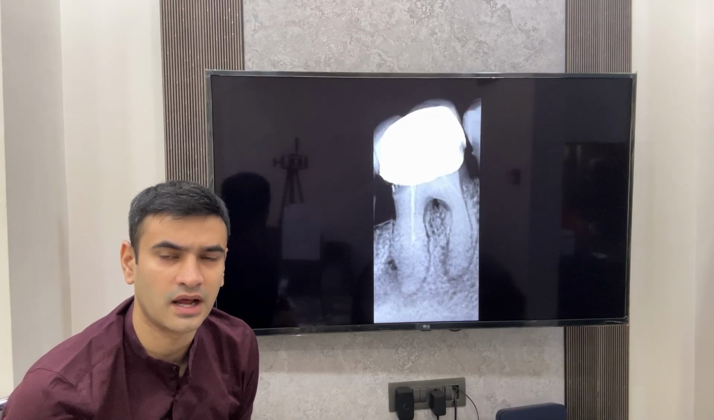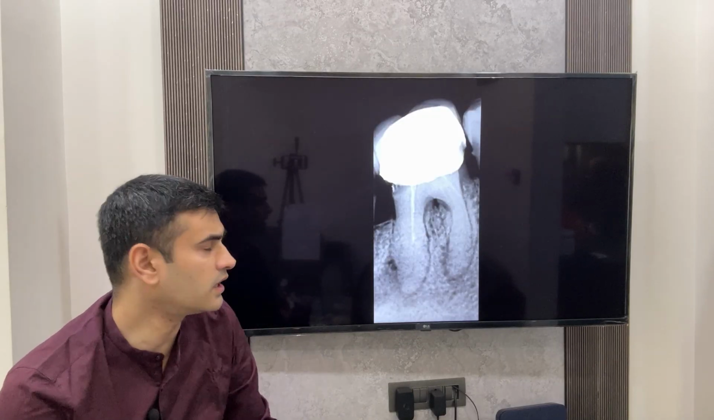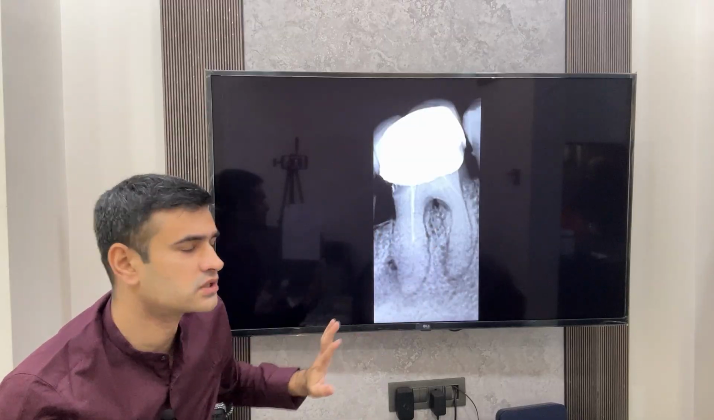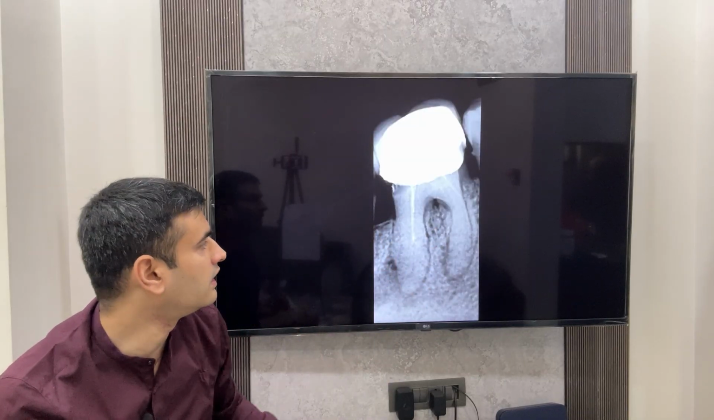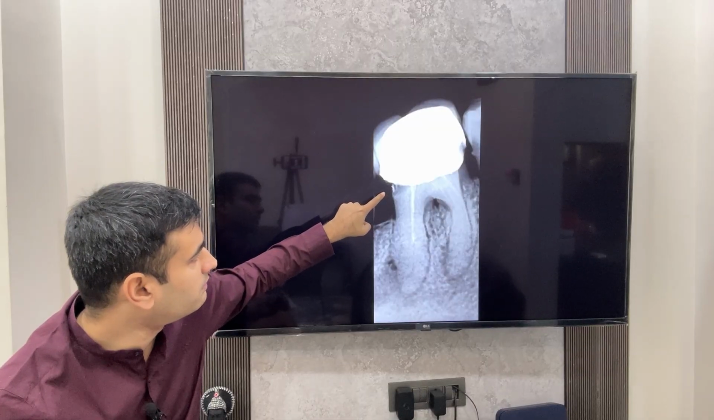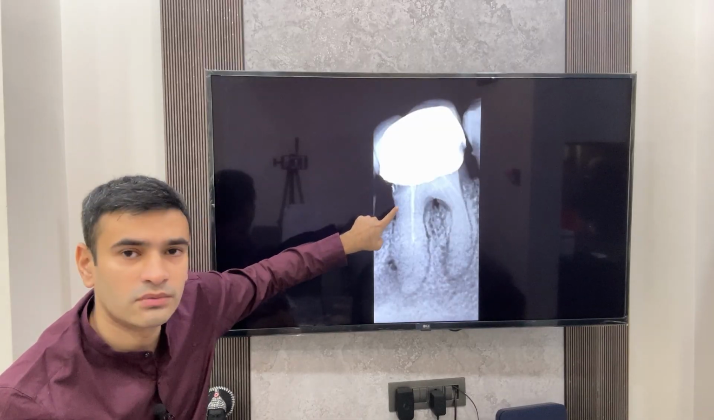A faulty root canal treatment or a bad root canal treatment would not fail unless it is leaking. So this is not a good root canal. There are multiple things I can see here. I'll tell you in a while. But the first thing that goes into my mind is that it is leaking from here.